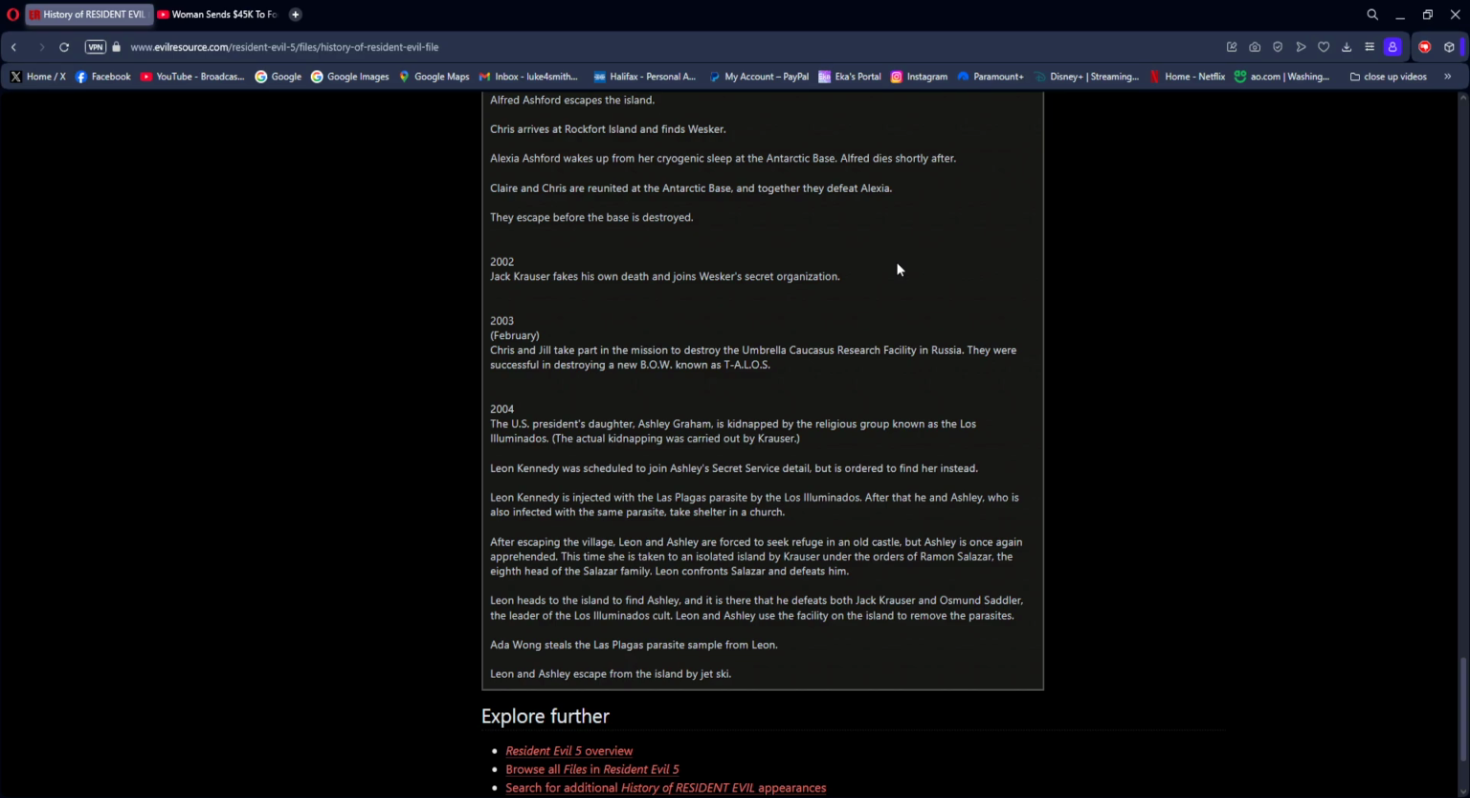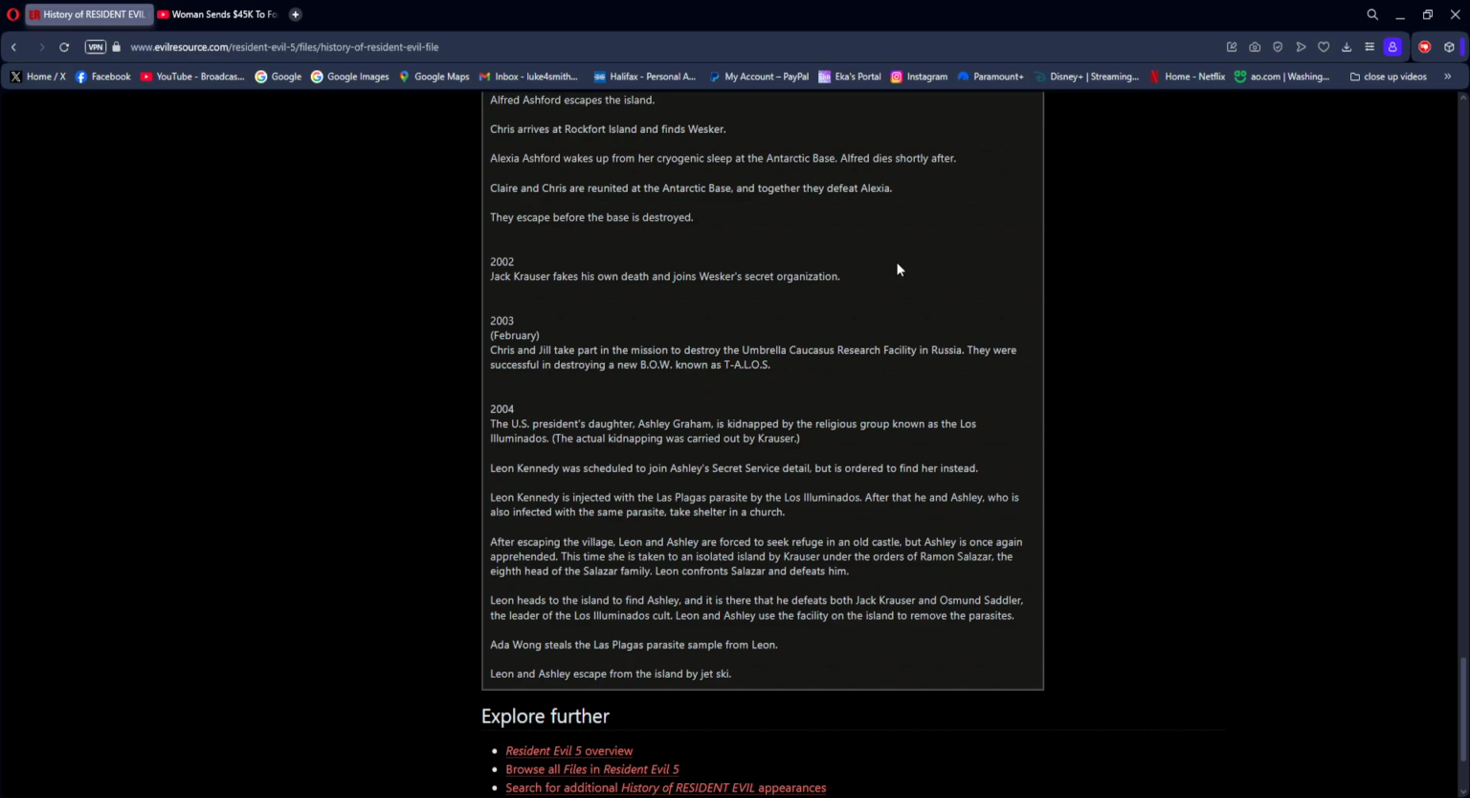After that, he and Ashley, who was also infected with the same parasite, take shelter in a church. After escaping the village, Leon and Ashley are forced to seek refuge in an old castle, but Ashley is once again apprehended. This time she is taken to an isolated island by Krauser under the orders of Ramon Salazar, the 8th head of the Salazar family. Leon confronts Salazar and defeats him. Leon heads to the island to find Ashley.